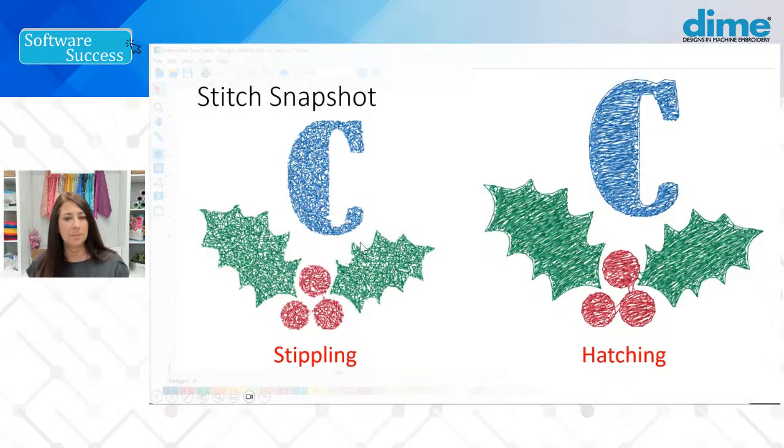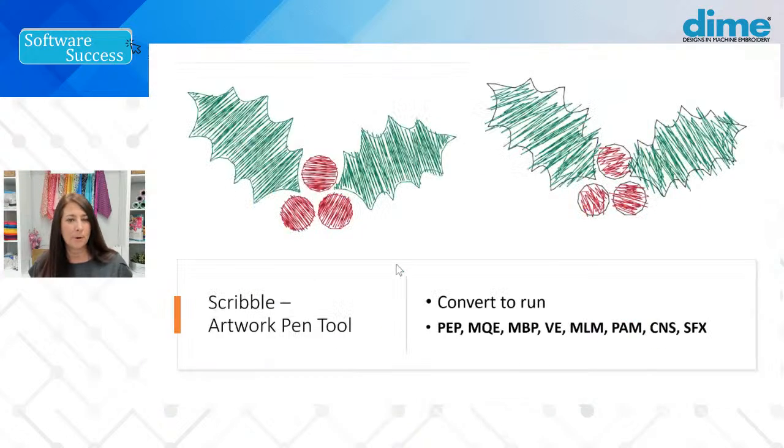And this is called stippling, and it's a random kind of stippling-looking stitch to make that shading in images, but it worked really well here too. So if you have Stitch Snapshot, this is a really cool look that you can get from that program.